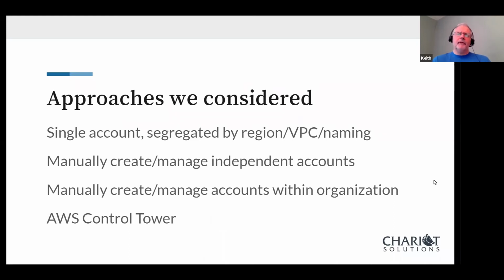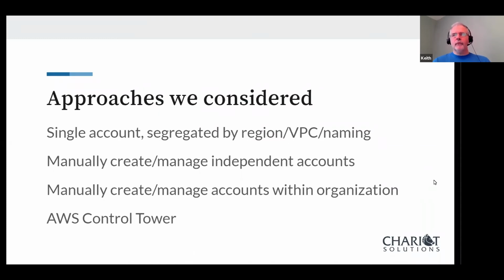The trouble is, especially for this workshop, which was an IoT workshop, some of the services that we needed were either account-wide or, in the case of IoT Core, specific to a region. There was only one IoT Core endpoint for each region, each account. So you really couldn't have a situation where 40 people are sharing the same account. Other idea, manually create and manage independent accounts. We rejected this pretty quickly because, again, we want to centralize the control and billing of these accounts.